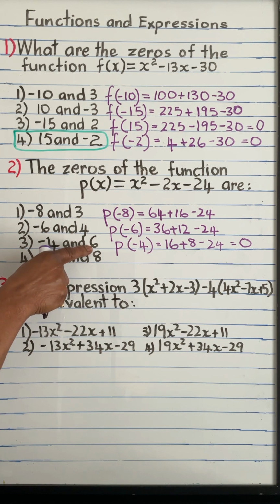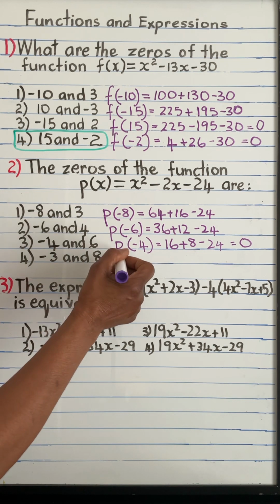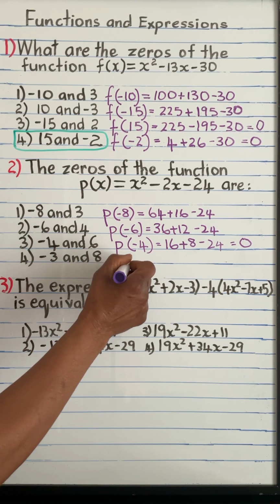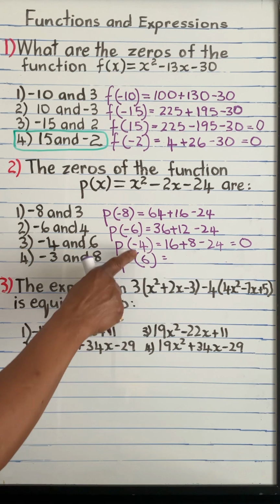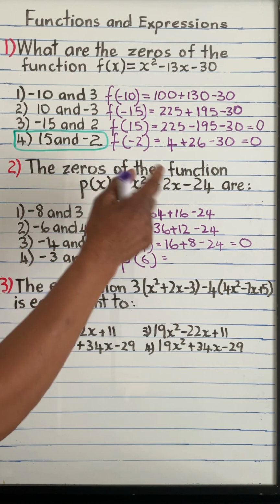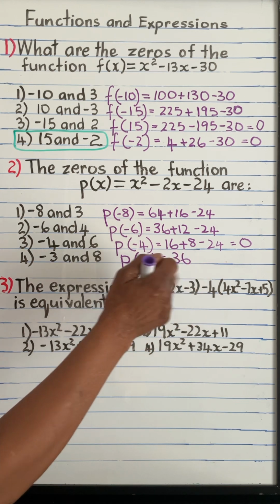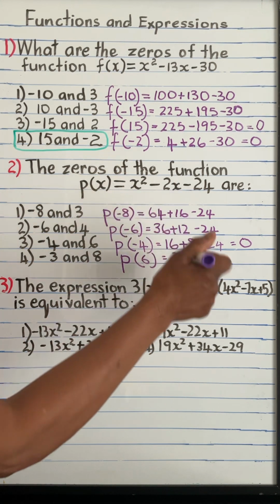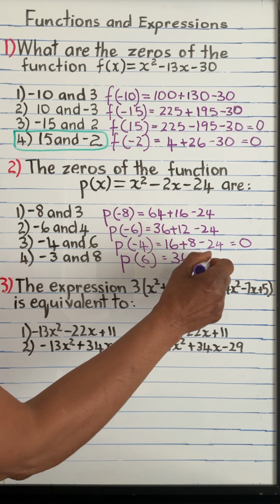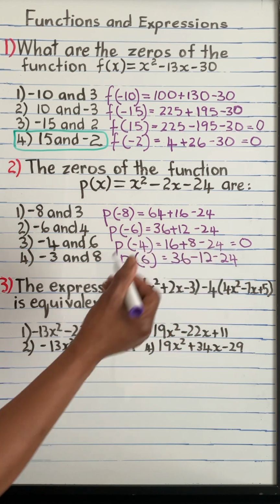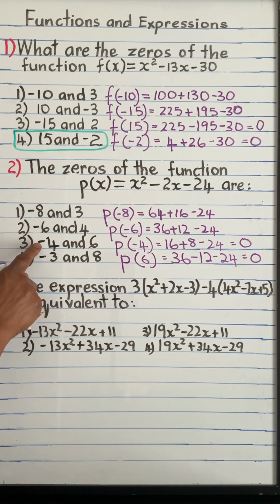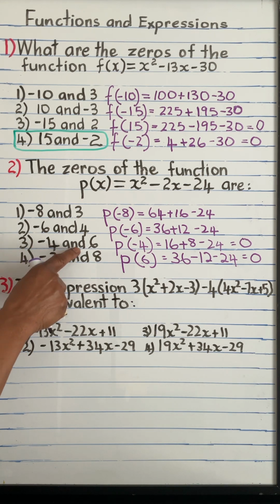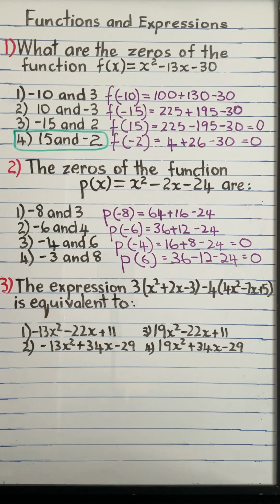So let's do the 6 to see if these are the two values. So p(6) equals 6 squared, 36. 6 times negative 2, negative 12, minus 24. And when we simplify, this is equal to 0. So we know that negative 4 and 6 are the zero values of this function.